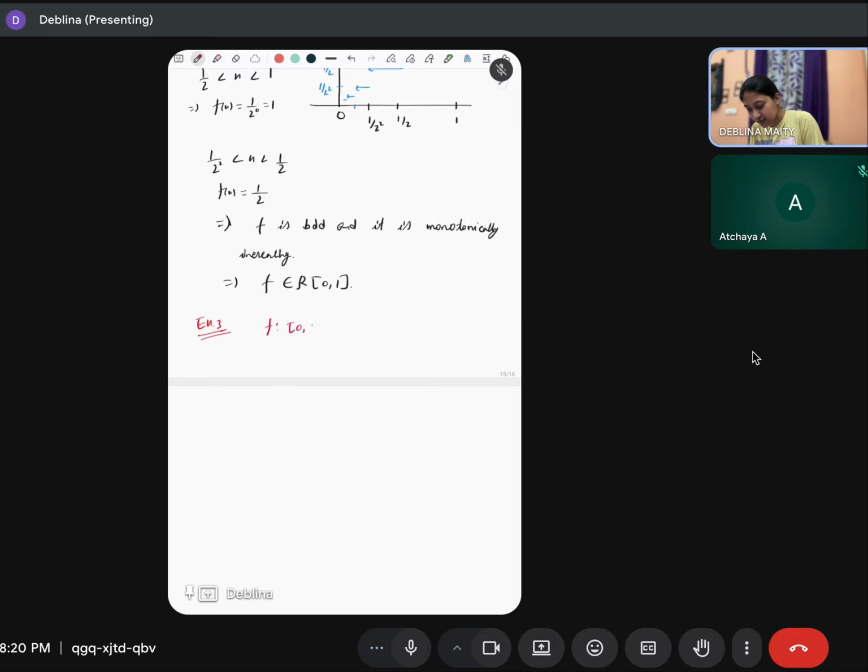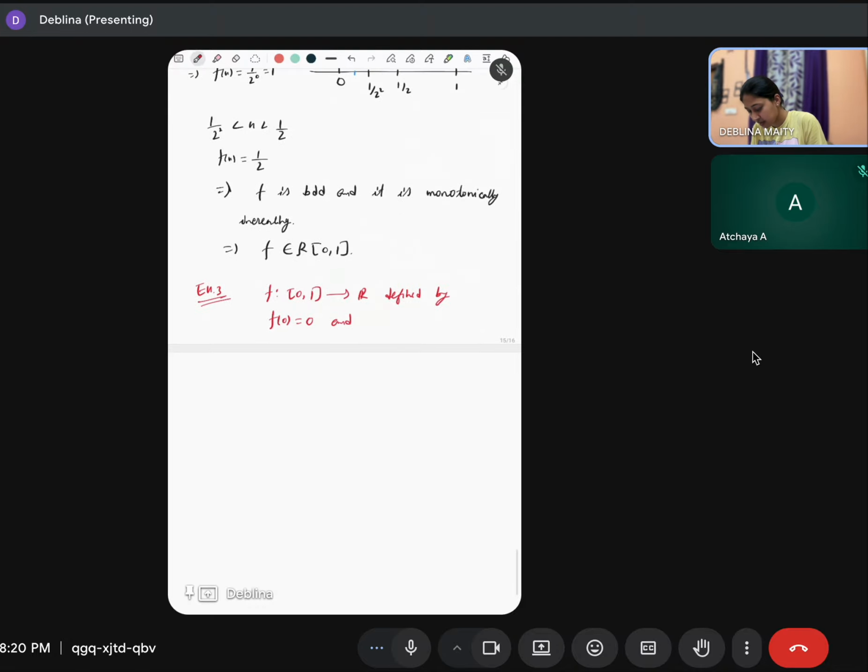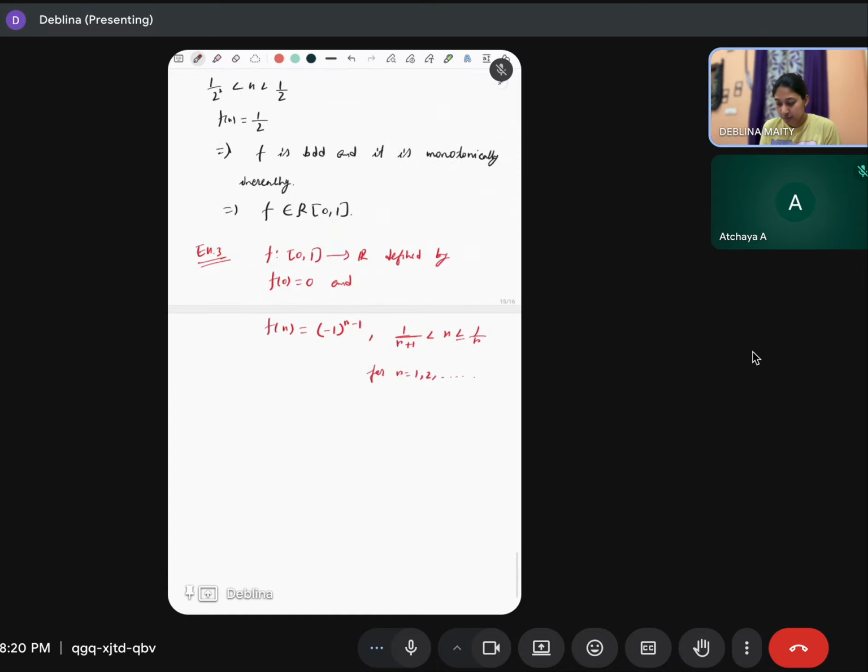So f is a function defined by f(0) is 0 and f(x) equals (-1) to the power r minus 1 when x belongs to 1/(r+1) to 1/r, for r equals 1 to infinity. Then we have to check if it is Riemann integrable or not.